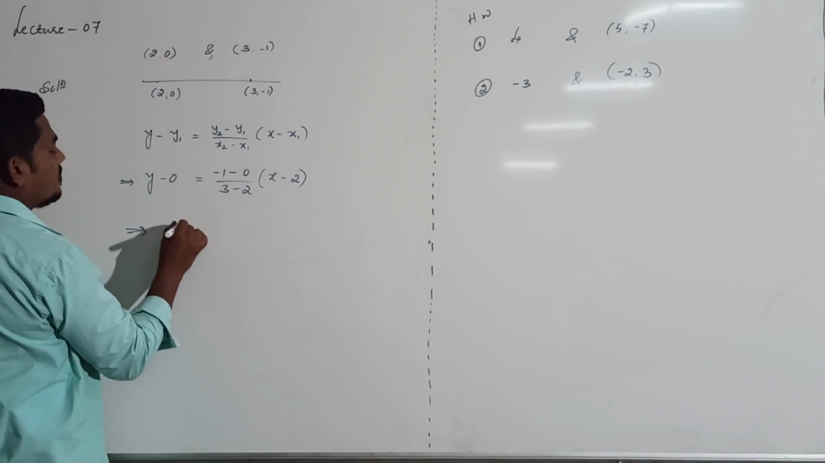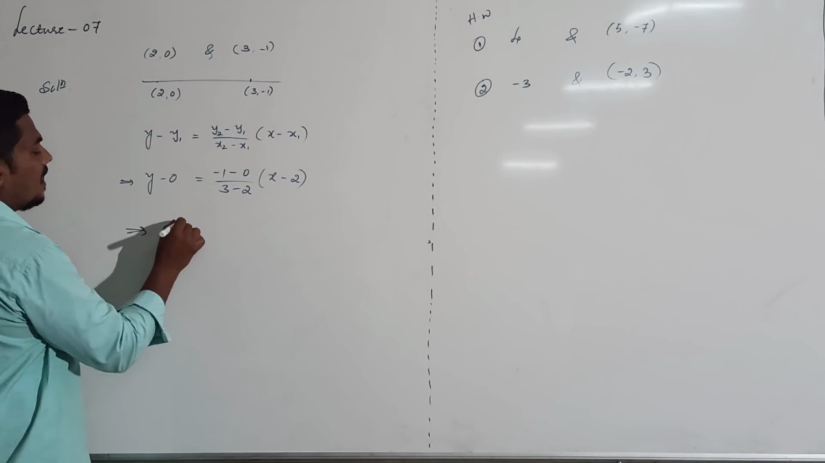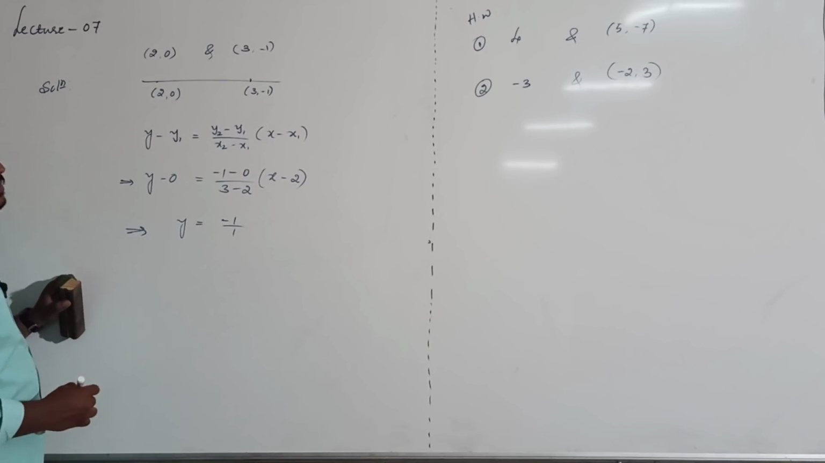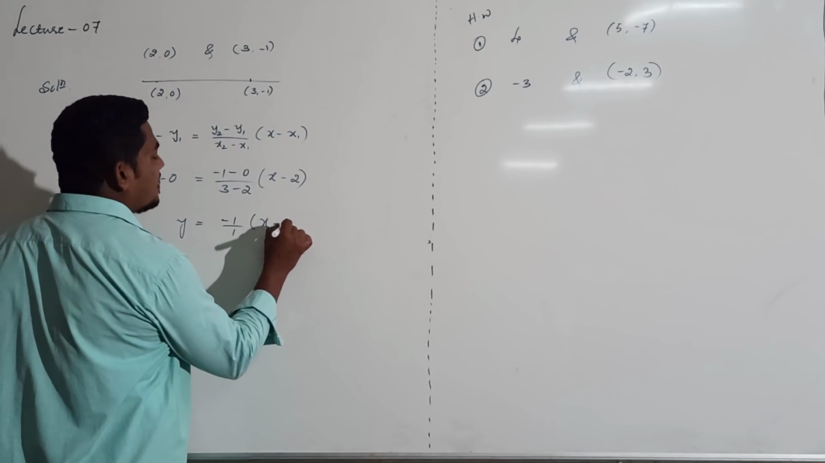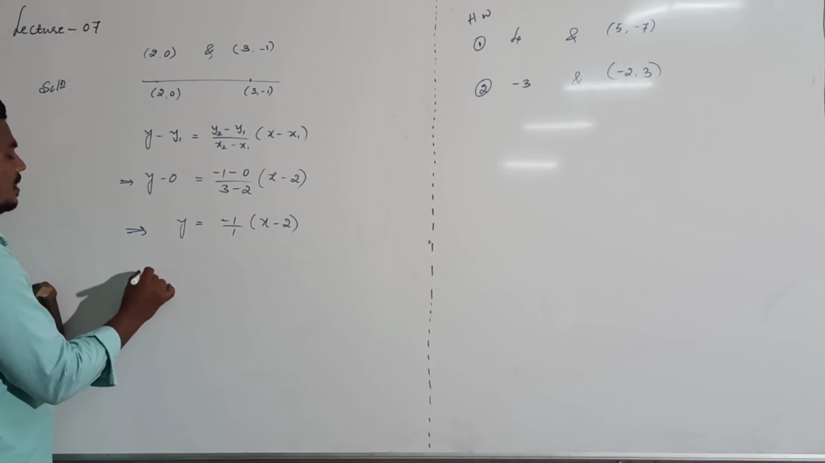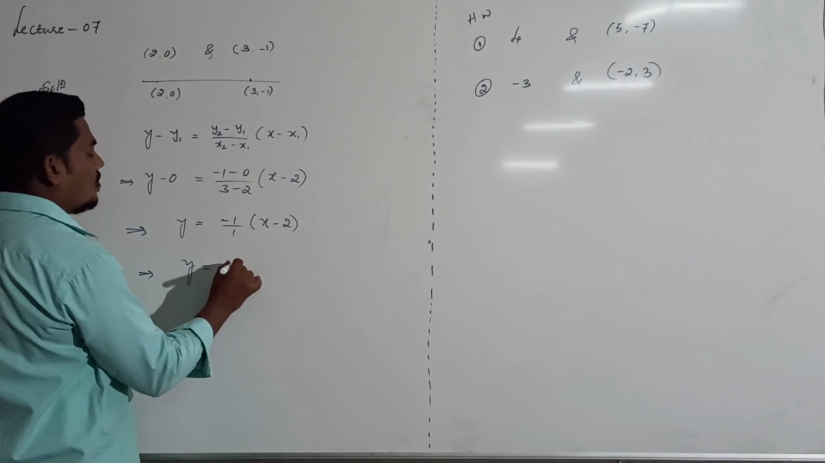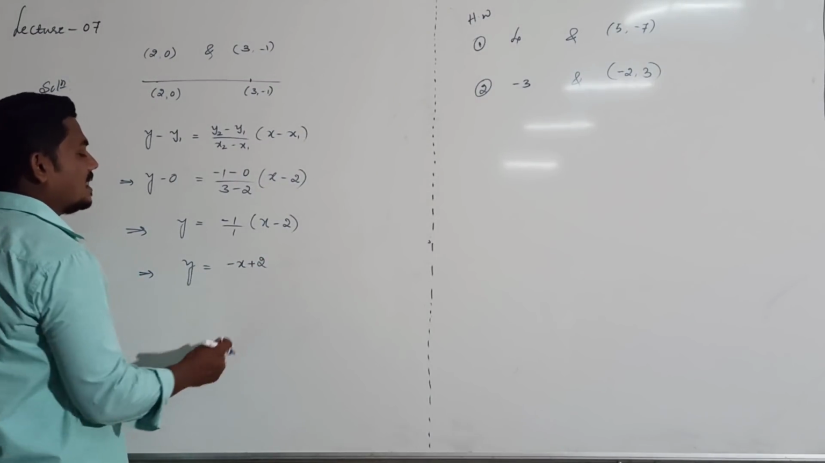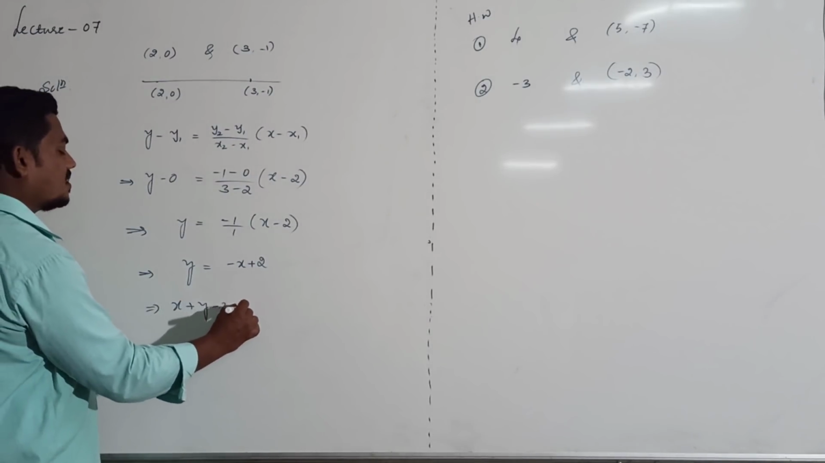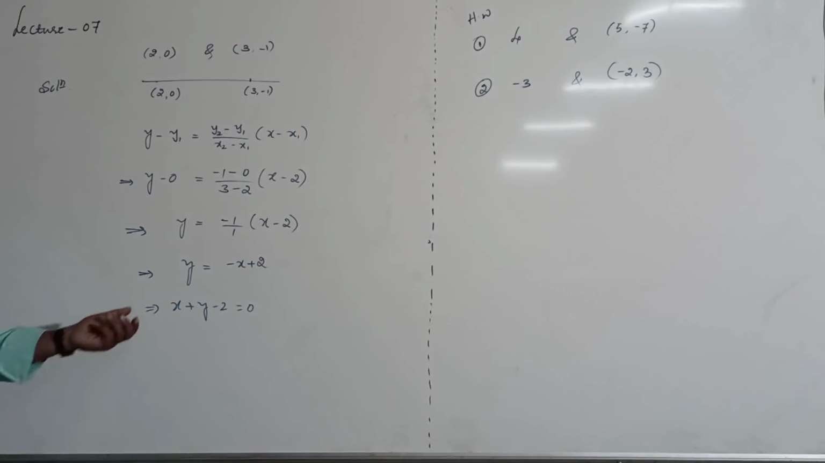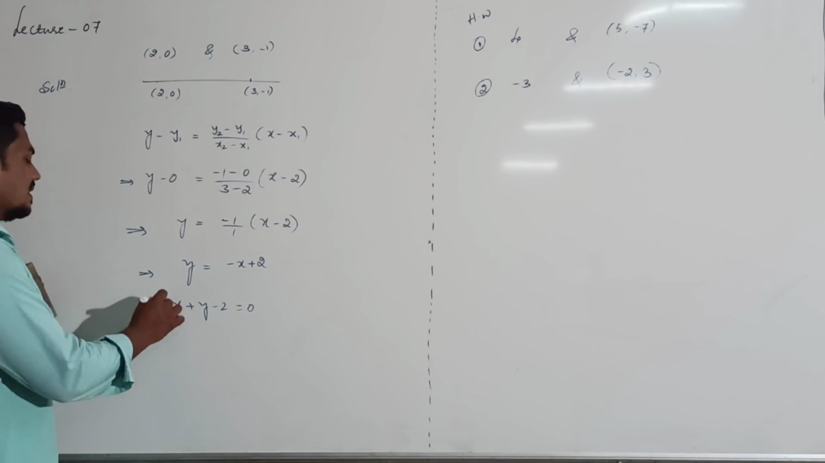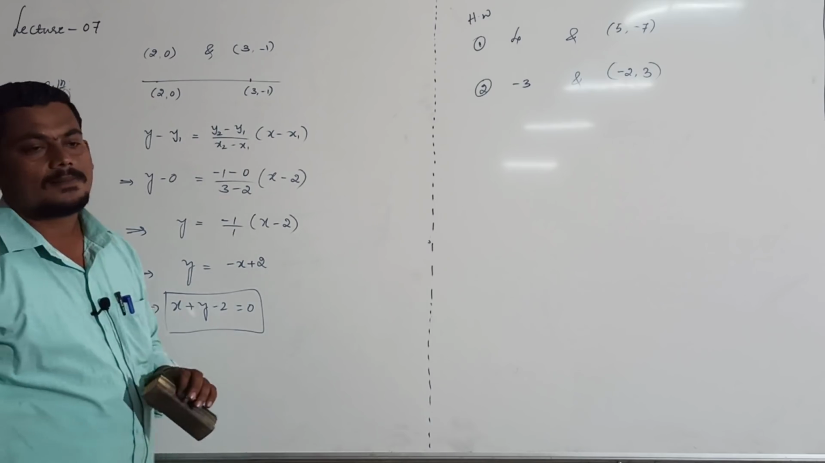Now usual simplification, y is equal to -1 divided by +1 into (x minus 2), since -1 minus 0 is -1 and 3 minus 2 is +1. After that, y is equal to minus x plus 2. Just rearrangement: x plus y minus 2 equal to 0, or else you can write minus x minus y plus 2 equal to 0. All are one and the same. This is the required equation of the straight line.